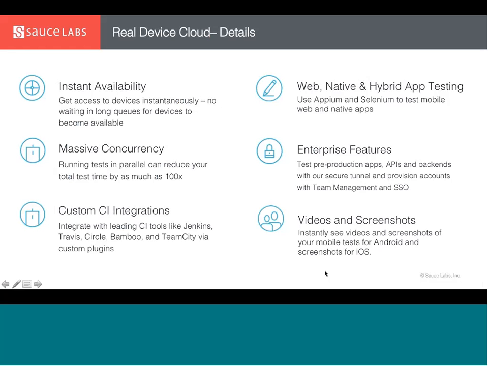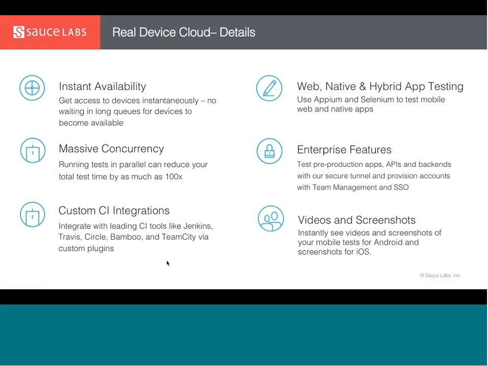An important detail of our Real Device Cloud is that we're offering instant availability. To work in a CI or continuous delivery workflow, it's very important that you be able to get access to the devices that you need instantaneously. If we're not able to provide that, then we're not really providing a solution that works with CI. And so by having hundreds of each device type, we're able to make sure that there's no reservation system.